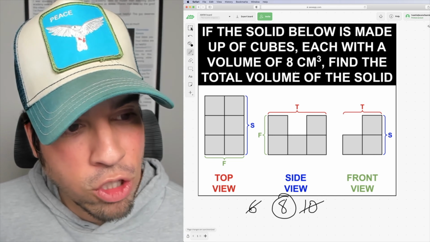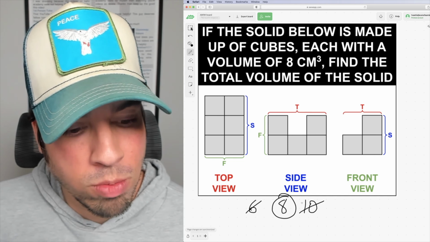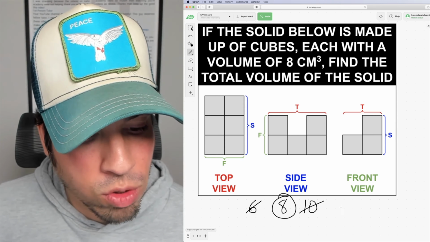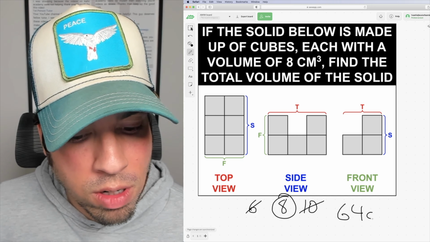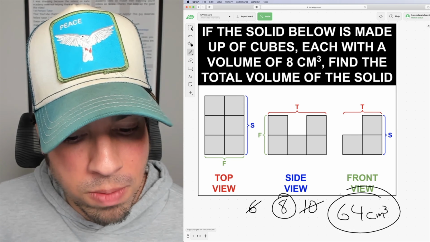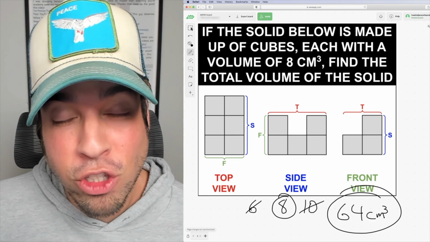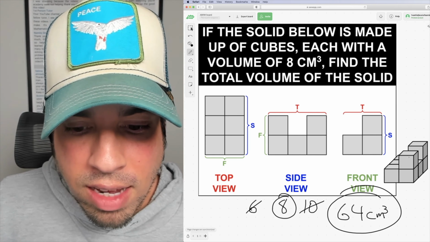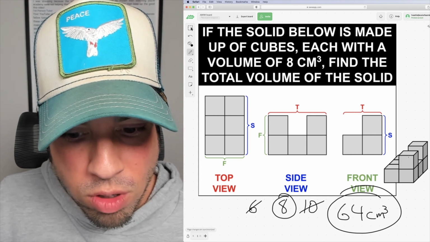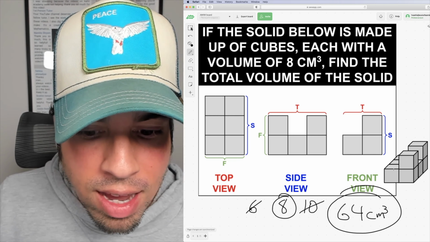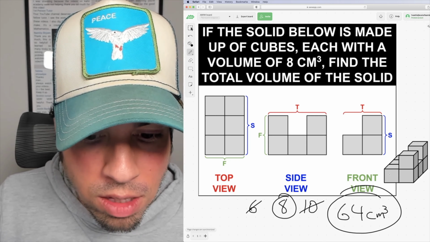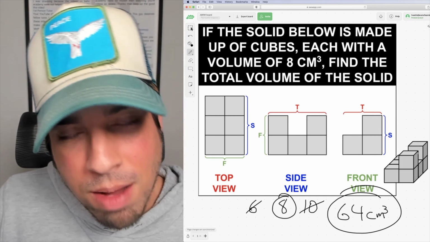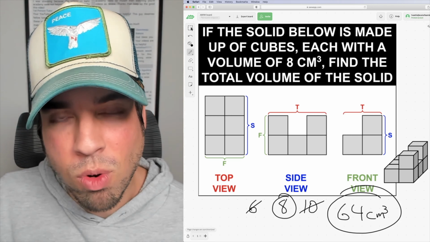And if the volume of each one of these cubes is 8 centimeters cubed, the total volume of the shape is going to be 64 centimeters cubed. Now, if you want to see what this solid would actually look like in three-dimensional space, here you go. So you can see again, it's got 2 on the top only, sort of in the front and in the back. And then the entire base is solid. So we have 6 on the bottom, 2 on top, 8 total, 8 times 8, 64, boom, done.